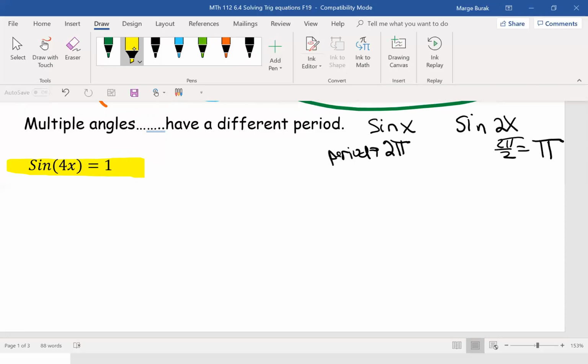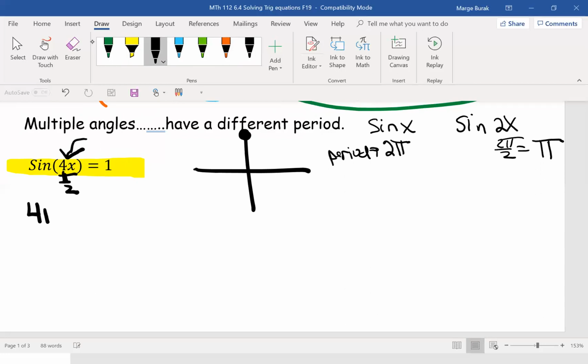All right, so first of all, I'm going to think of this as, well, the sine of what angle is 1? And so I know that that angle, if you think about the sine, that's the y-coordinate right here. I know that that angle is actually pi over 2. So I know that the sine of pi over 2 is 1. So that means that 4x has to equal pi over 2.